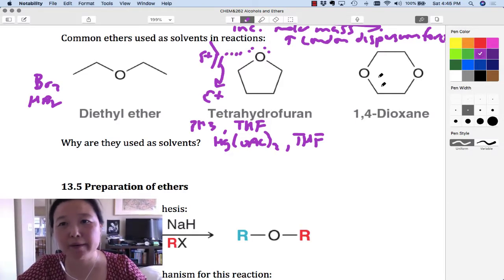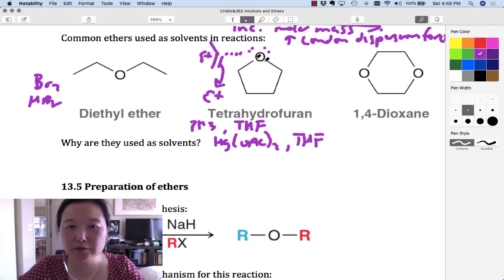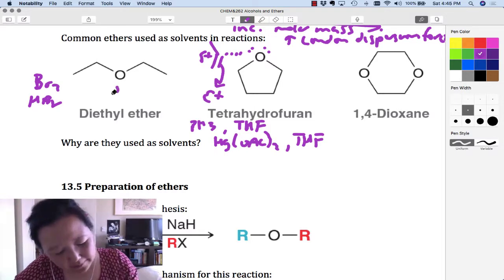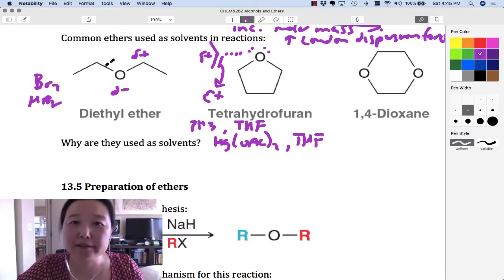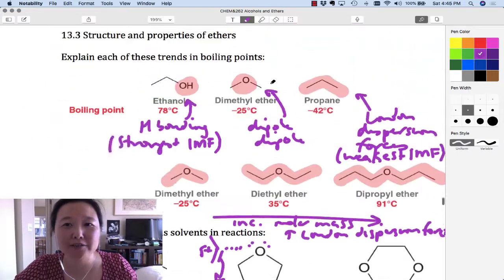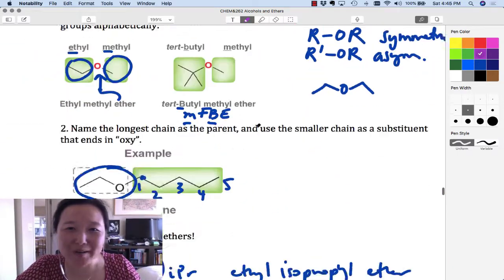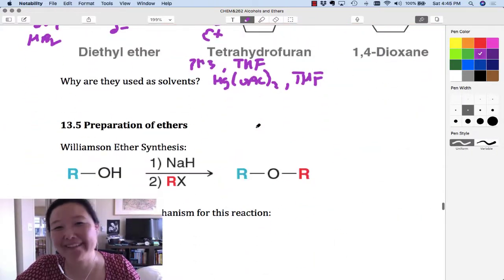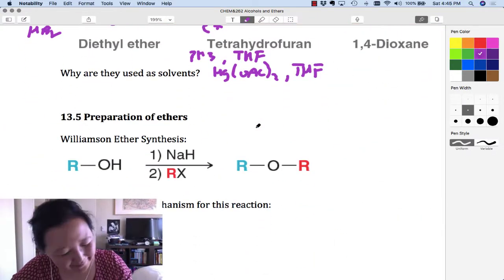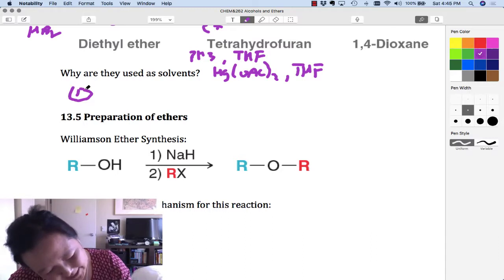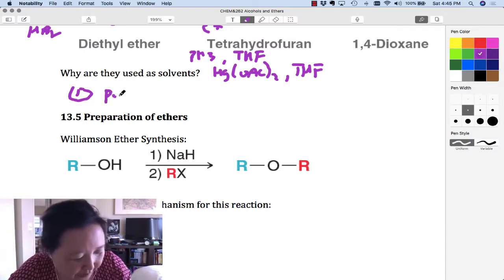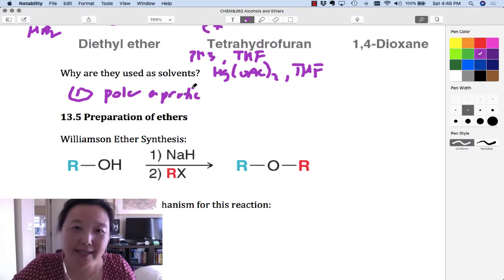Sometimes you see molecules like this as well used as solvents because these ethers are usually somewhat polar. They've got a dipole, but they are also aprotic. They don't have the hydrogens that alcohols have. So it's very useful to not have that and still be polar in some way. So number one is that these solvents are polar aprotic, which is very useful for stabilizing and dissolving all of your reactants.